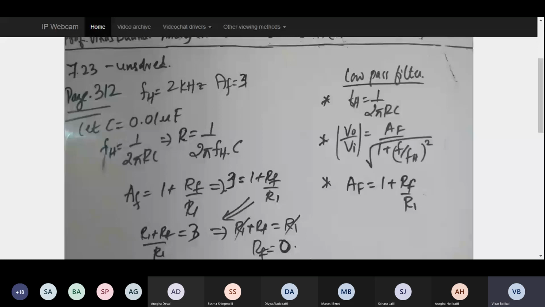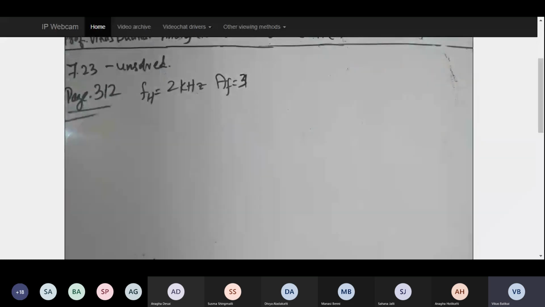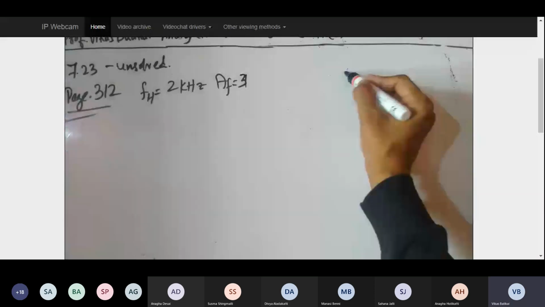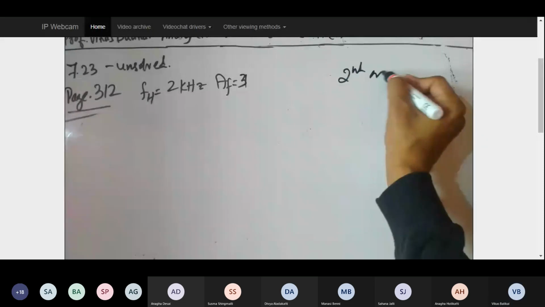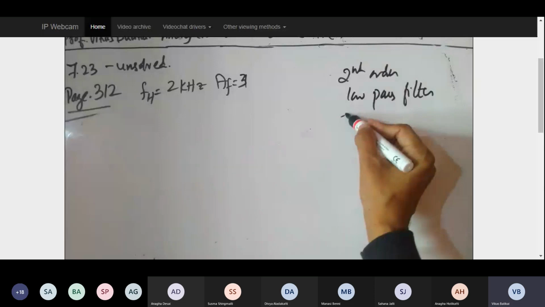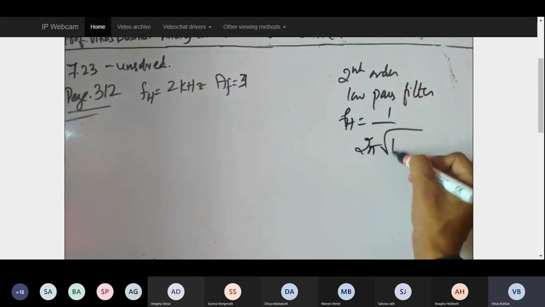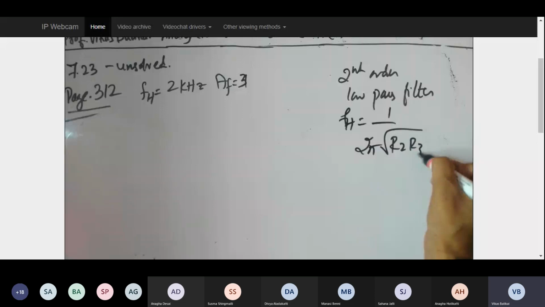Now there was one concept we did for the second order low pass filter, wherein the number of resistances and capacitors was increased from 1 to 2. This is the low pass filter. My FH equation was 1 divided by 2 pi times the square root of R2 R3 C2 C3. So this was my equation.